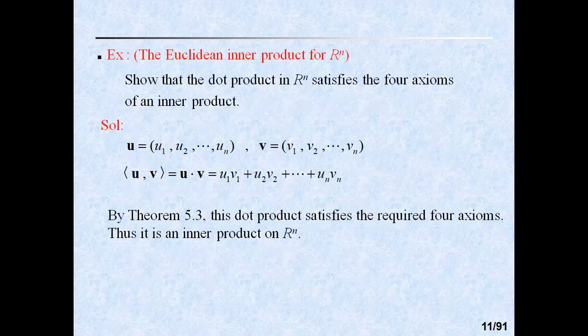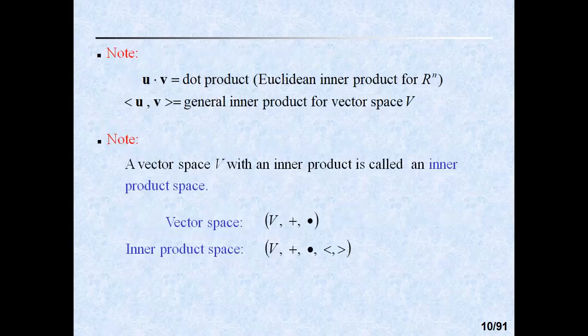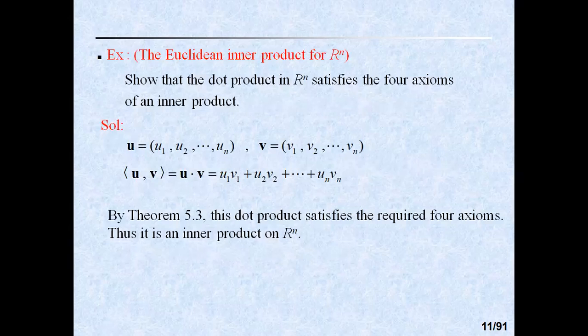How the Euclidean dot product can be defined in the vector space: the dot product is a general inner product on the vector space V. The Euclidean inner product for R to the power of n is the example you have to take, and show that the dot product in R to the power of n satisfies the four axioms of an inner product.